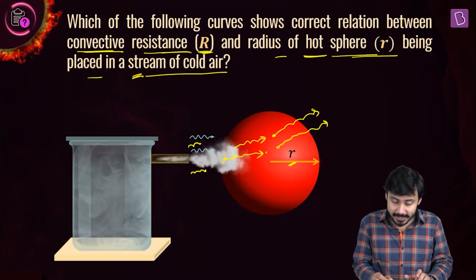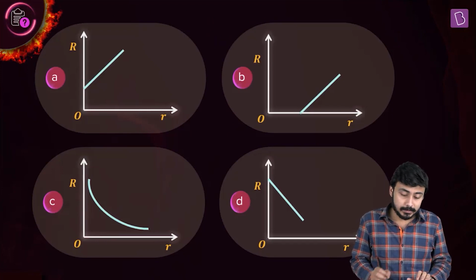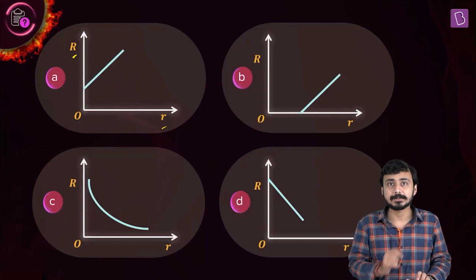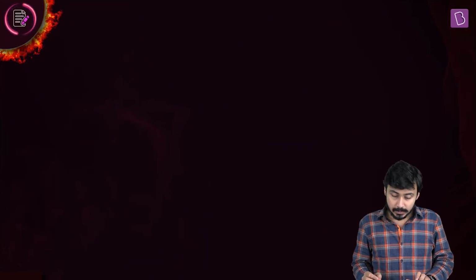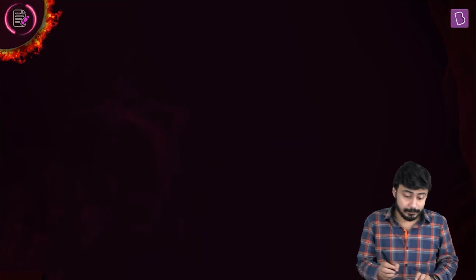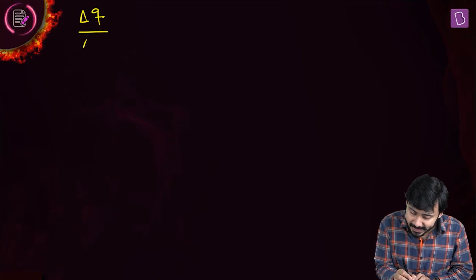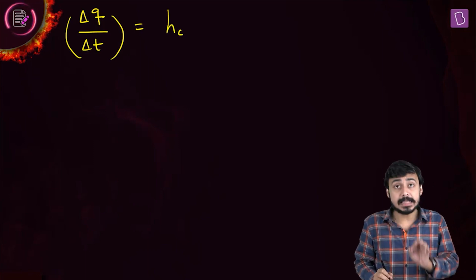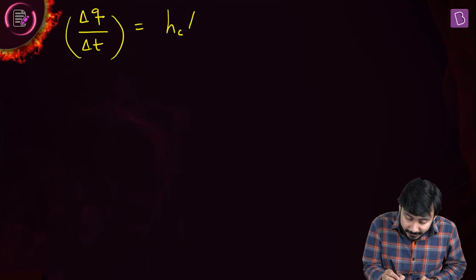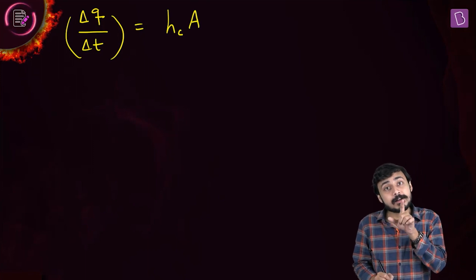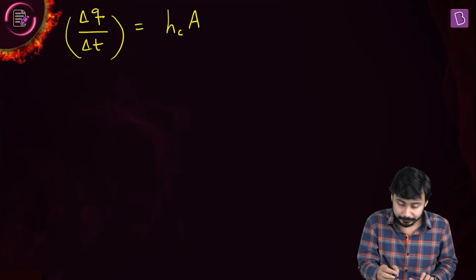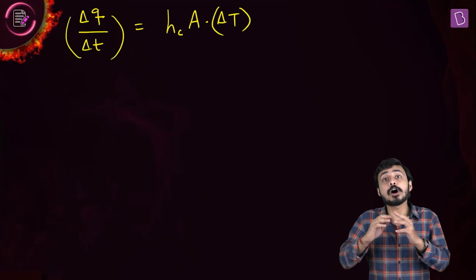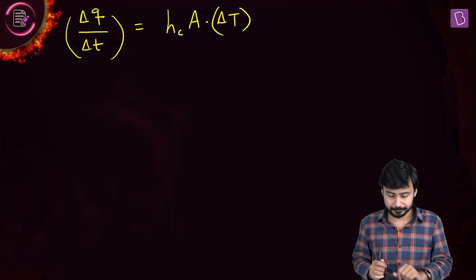Okay, now let us look at the options. They are asking the convective resistance versus the radius. Which of the following graphs is correct? For the general phenomenon of convection, we know that the convective current, delta Q by delta T, is given by H convection, the coefficient of convection, multiplied by area, the exposed surface area to the molecules of the medium, into delta T. Delta T is the temperature difference between the hot surface and the cold molecules of the medium.